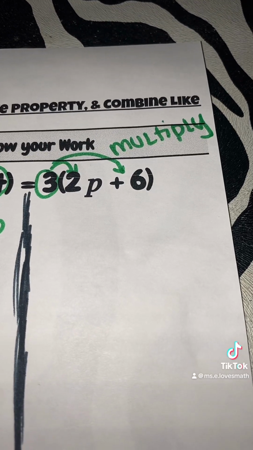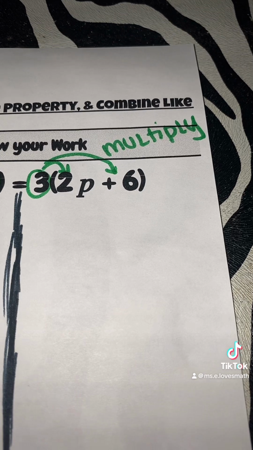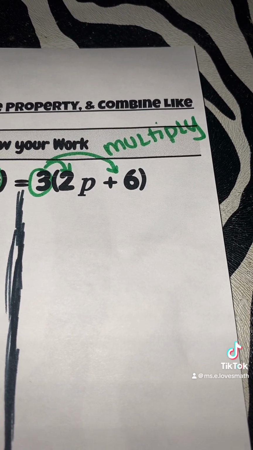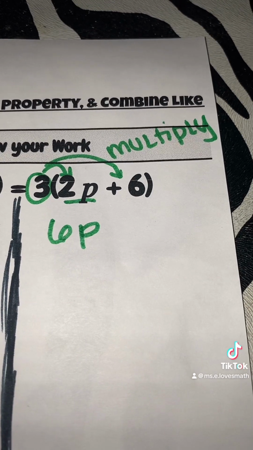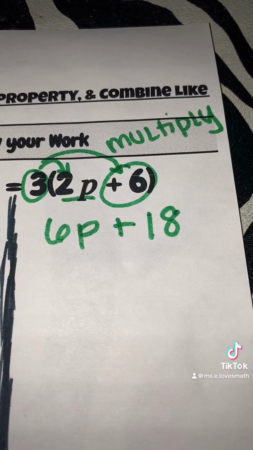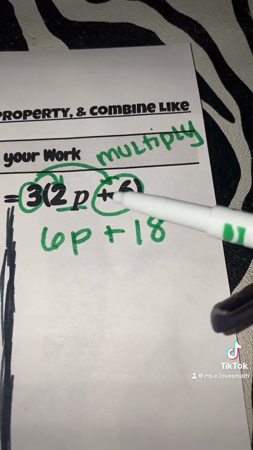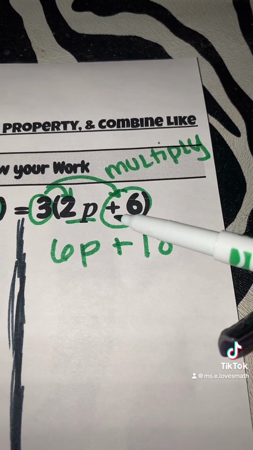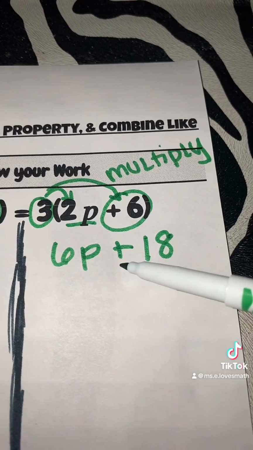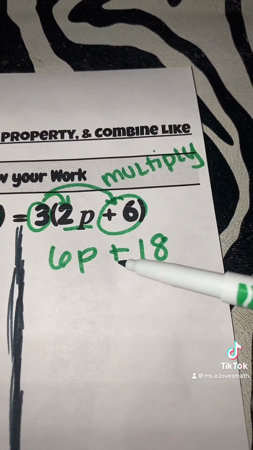Now it is time to distribute on this side of the parentheses. We are going to take the 3 and distribute it to both of the terms on the inside of the parentheses on this side. 3 times 2p is 6p. 3 times a positive 6 is a positive 18. We know this 6 is positive because of the plus sign in front. So 3 times positive 6 is a positive 18. We're making our 18 positive by putting a plus sign.